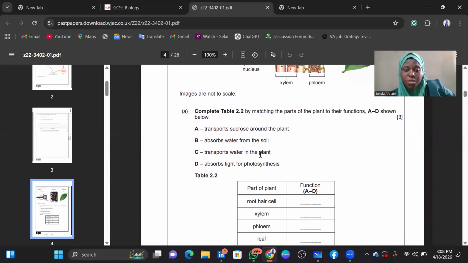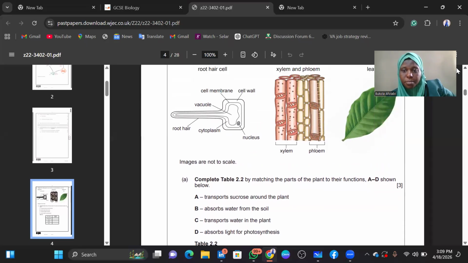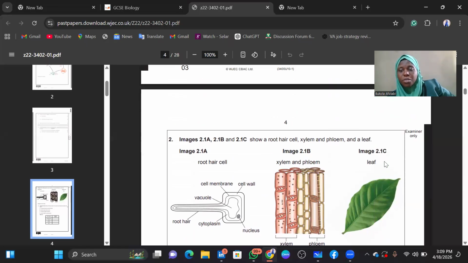The xylem transports water in the plants. The answer is C. Phloem transports sucrose and other food particles around the plants. That is the function of the phloem. The leaf, as we know, absorbs light for photosynthesis. The leaves absorb light for photosynthesis.